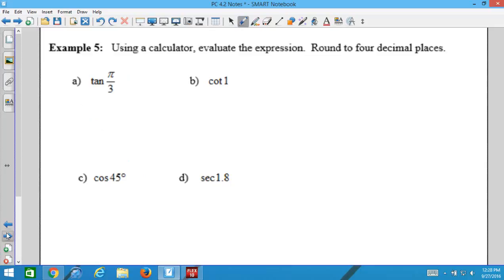These say using a calculator. We've already actually learned how to do these. There's just one thing you need to pay attention to when you do it. What mode is that in? So you need to make sure that your calculator, when you do this one, is in radian mode. So you will type in tangent pi over 3. Just make sure it's in radian mode. And it says round to 4 decimals.